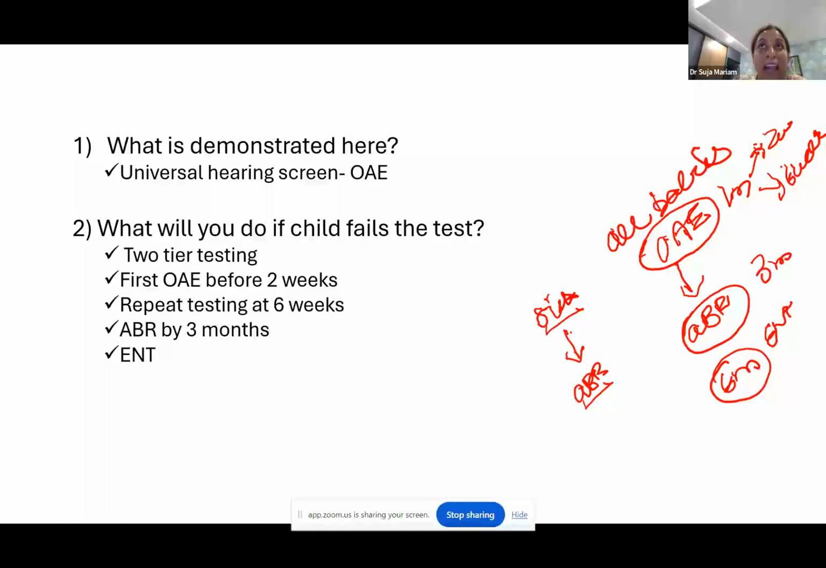So two-tier testing, ideally, means that we do OAE by 1 month and ABR by 3 months. But within the OAE, there are units which practice, and it is accepted also, that within the first 2 weeks you do one OAE, and before 6 weeks you repeat another OAE, and if both fail, you have to send the baby for ABR.